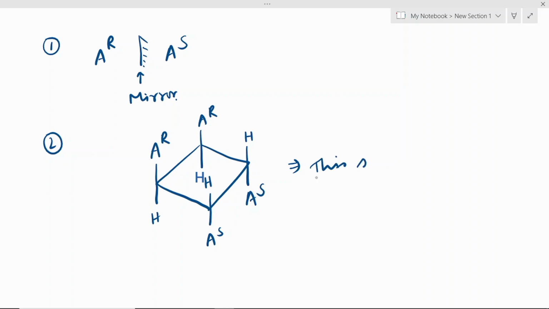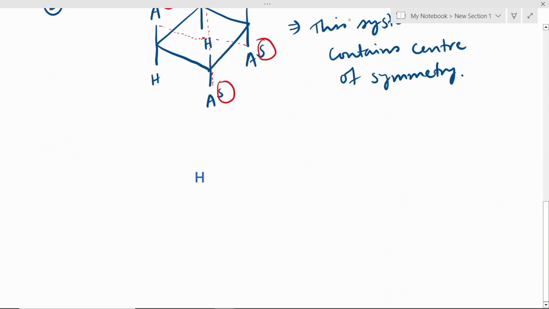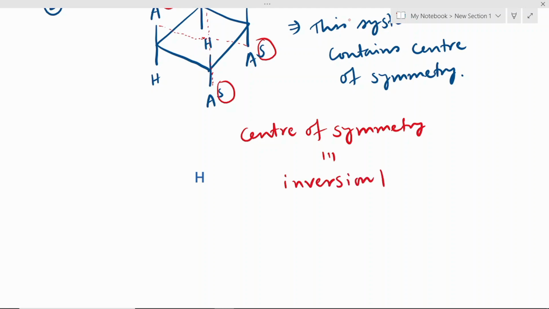This system contains a center of symmetry, because if we consider a point within the molecule and we move equal and opposite direction from the point, we get a similar type of ligand with opposite absolute configuration, that is R and that is S. And similarly here also, this is R and this is S. That is why the center of symmetry is also called the inversion point, that is, the absolute configuration gets inverted like that.